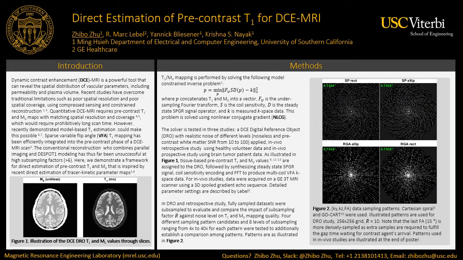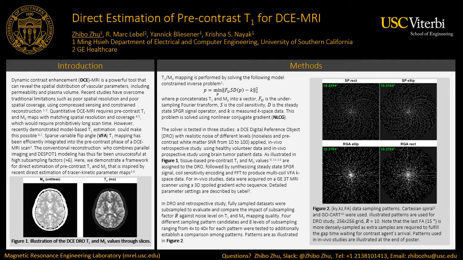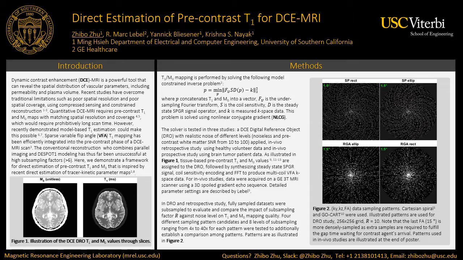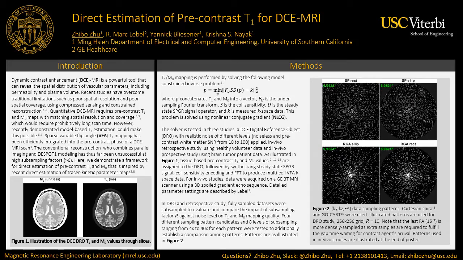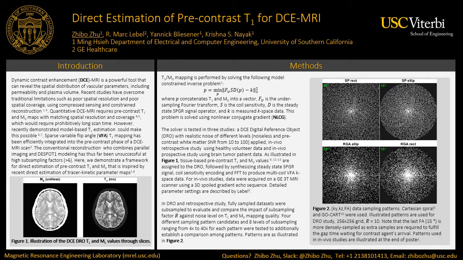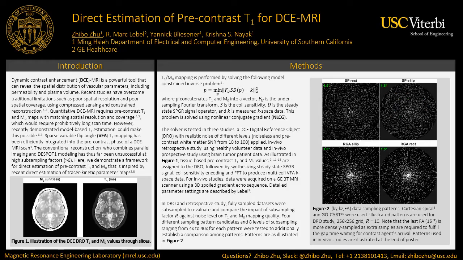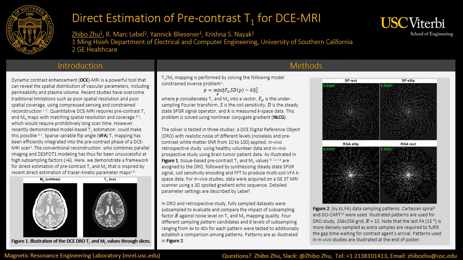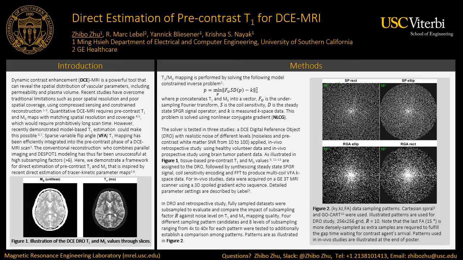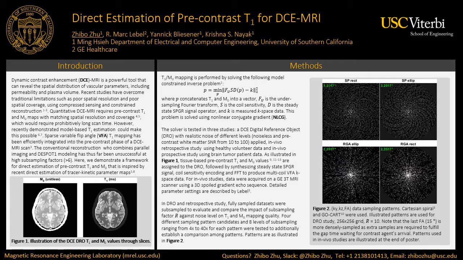Quantitative DCE-MRI requires pre-contrast T1 and M0 maps with matching spatial resolution and coverage, which would require prohibitively long scan time. However, recently demonstrated model-based T1 estimation could make this possible. Sparse variable flip angle T1 mapping has been efficiently integrated into the pre-contrast phase of a DCE-MRI scan. The conventional reconstruction, which combines parallel imaging and DESPOT1 modeling, has thus far been unsuccessful at high subsampling factors.